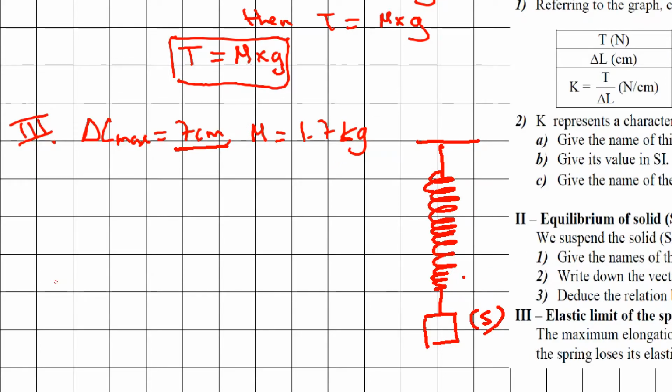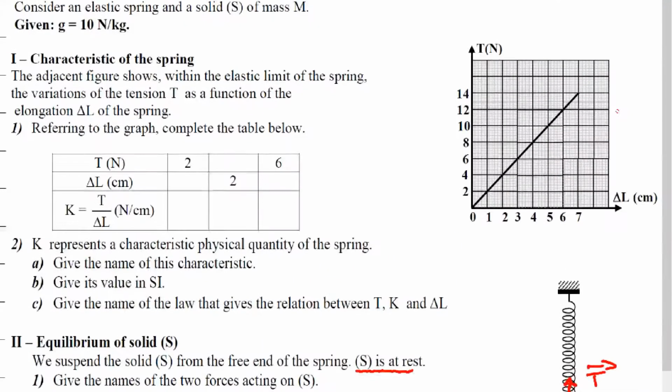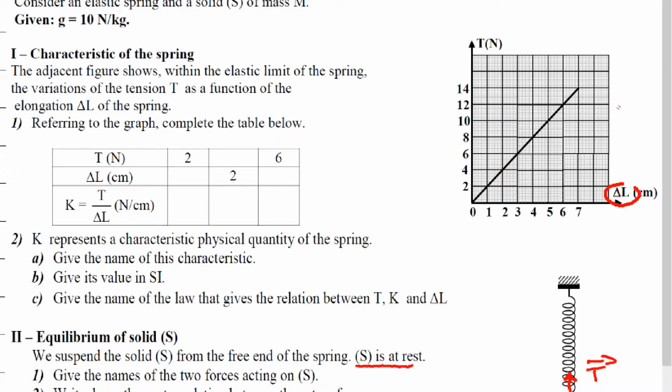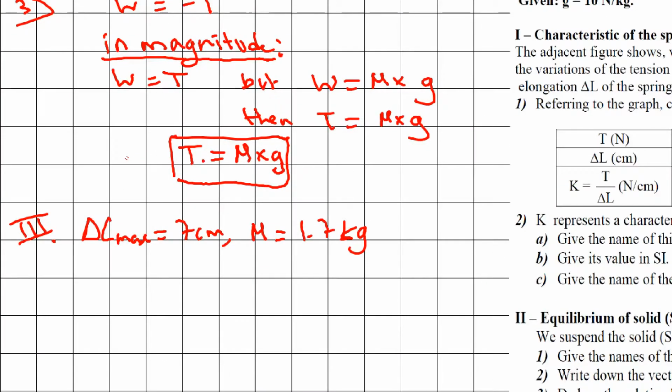In order to justify why the spring loses its elasticity, we need to determine the maximum mass that the spring can measure, and this can be calculated from delta L max. So how will we calculate the maximum mass from delta L max? By referring to the curve. Notice that here, knowing delta L and referring to the curve, one can find the maximum tension that the spring can undergo. Then using this relation, knowing T and knowing G, we can determine the value of M.